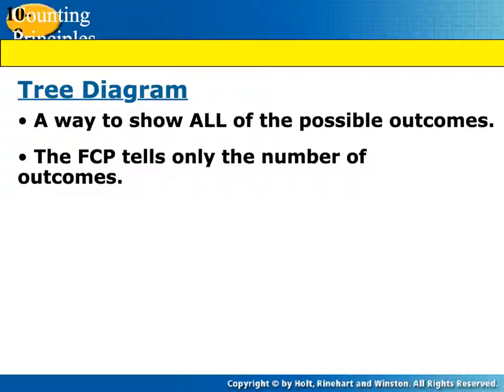A way to show all of the possible outcomes is a tree diagram. Before, we were just using the fundamental counting principle, and with that, we were just taking two numbers and multiplying them. All right, or three numbers, or four numbers, or five numbers.